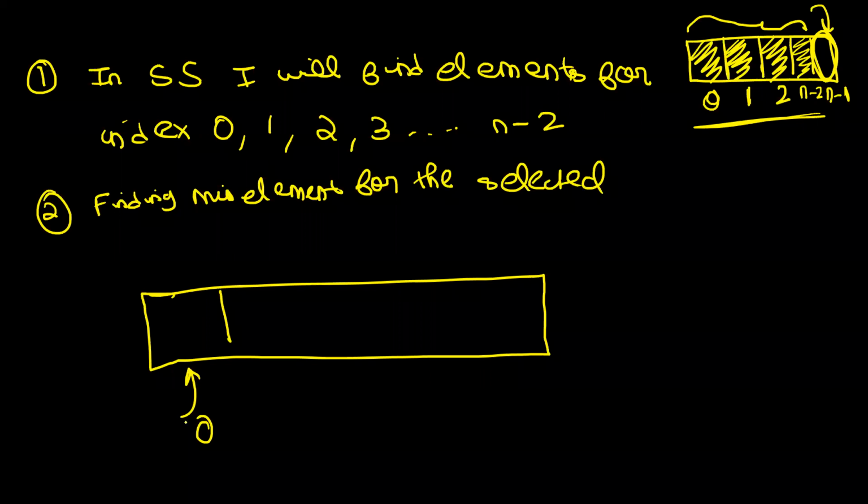Now let's say that you have selected index 0 and you find that your minimum element is here. Let me call this index min index. Min index basically contains the index of the minimum element. You iterated through the entire array and found that the minimum element is present at this min index. Then what should I do?